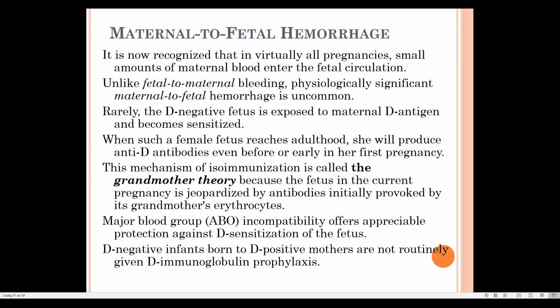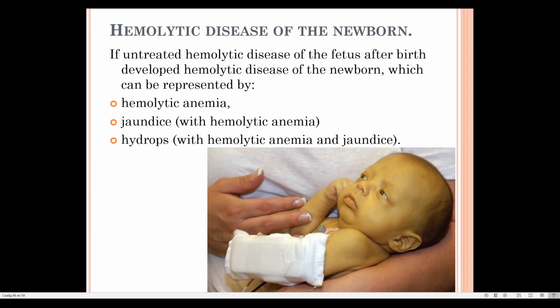Major blood group ABO incompatibility offers appreciable protection against sensitization of the fetus. D-negative infants born to D-positive mothers are not routinely given D-immunoglobulin prophylaxis. And all these changes result in hemolytic disease of the newborn.